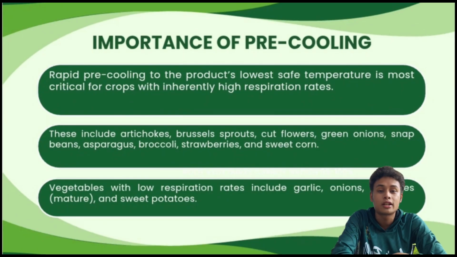On the other hand, crops like garlic, onions, and matured potatoes have lower respiration rates, so they are less sensitive and can last longer even without immediate cooling. So overall, pre-cooling is very important because it helps maintain freshness, reduce spoilage, and improve the storage life of agricultural products.